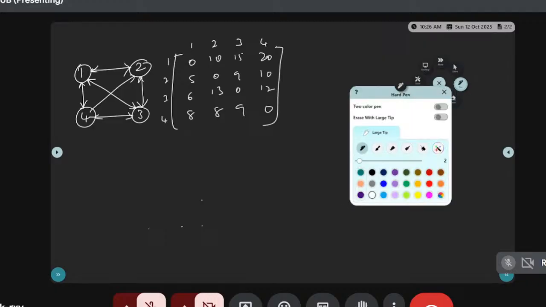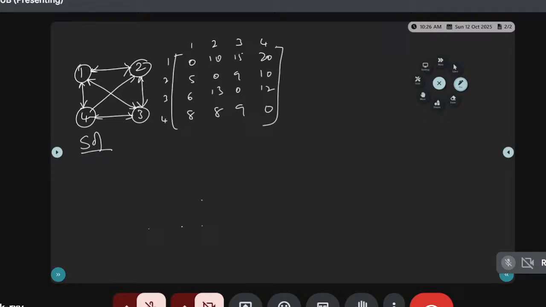So for this, in the solution part, this is an adjacency matrix of costs between the nodes. It is bidirectional: 1 to 2 and 2 to 1. The cost of 1 to 2 is 10 and of 2 to 1 is 5, two different costs, right?